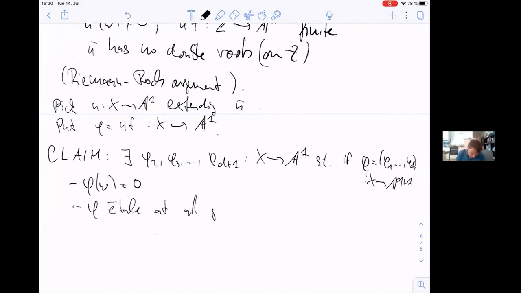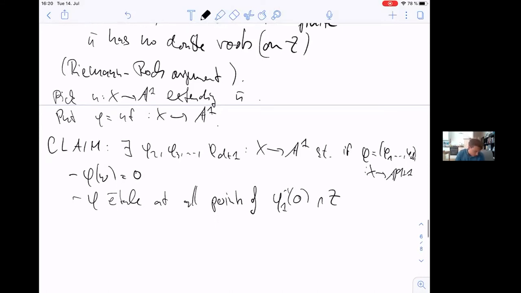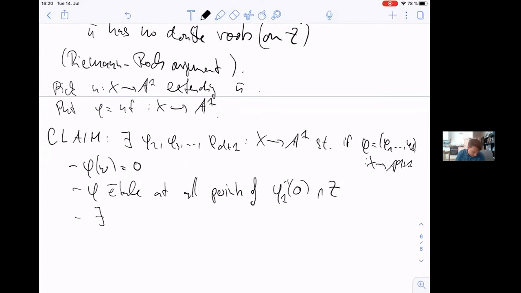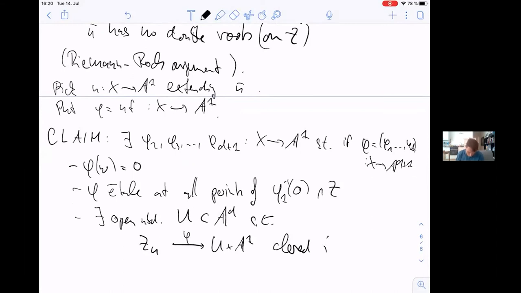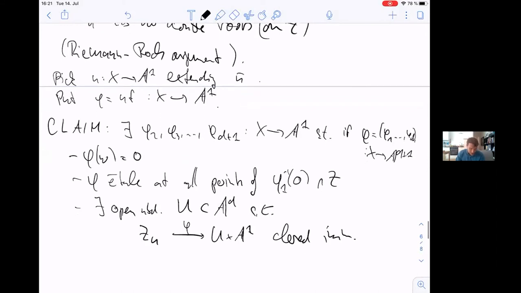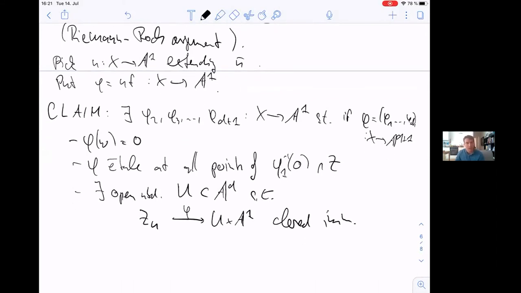at all points of phi one inverse of zero intersected with Z. And then the very crucial thing is there exists an open neighborhood U contained in A1 over D, such that if I base change U to there and I map it via phi to U times A1, this is going to be a closed immersion. And so this, if you know about these things, looks like Gabber's lemma or part of Gabber's lemma. And indeed, that's where I got it from. And you can prove this because you have an infinite field by a general projection argument.